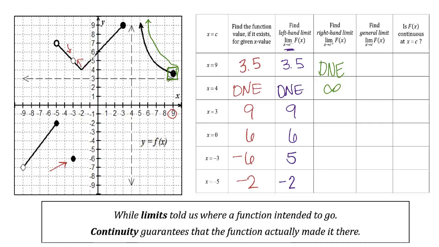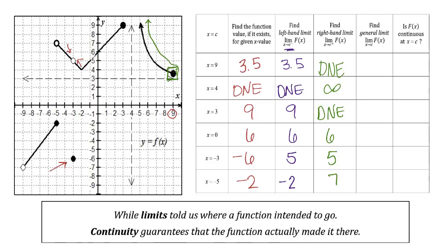For 3, let's see, we're approaching from the right of 3. Well, there's no graph there, so that one does not exist. At 0, looks like from the right we're going to get 6. X is approaching -3 from the right, so let's find -3 from the right. It looks like it's going to be 5. And then finally, the last one, it looks like it's going to be 7.